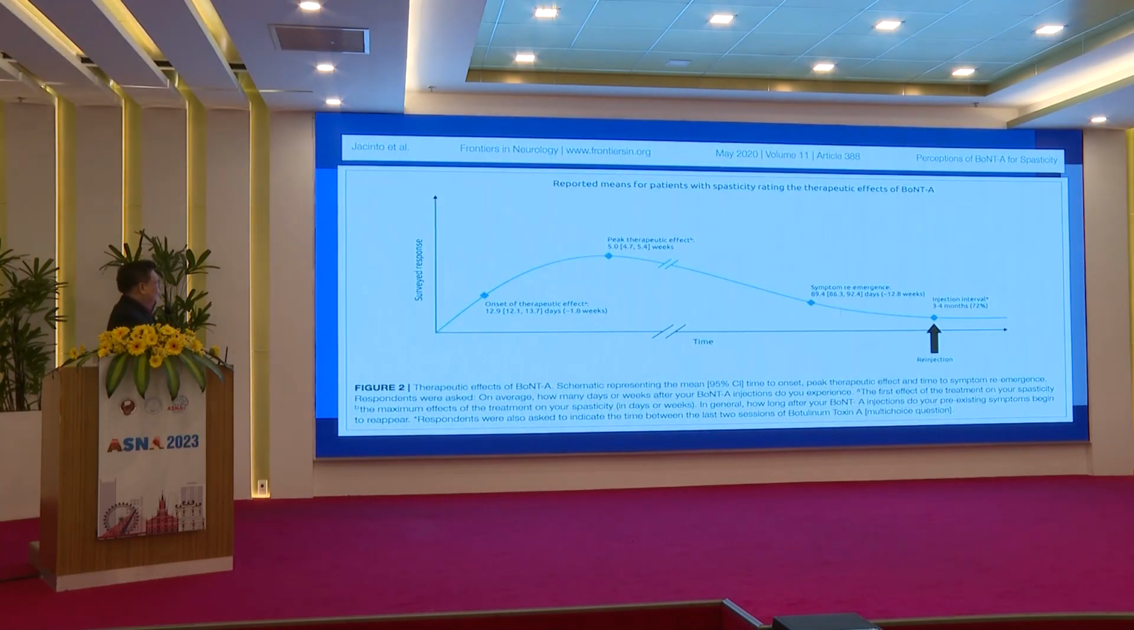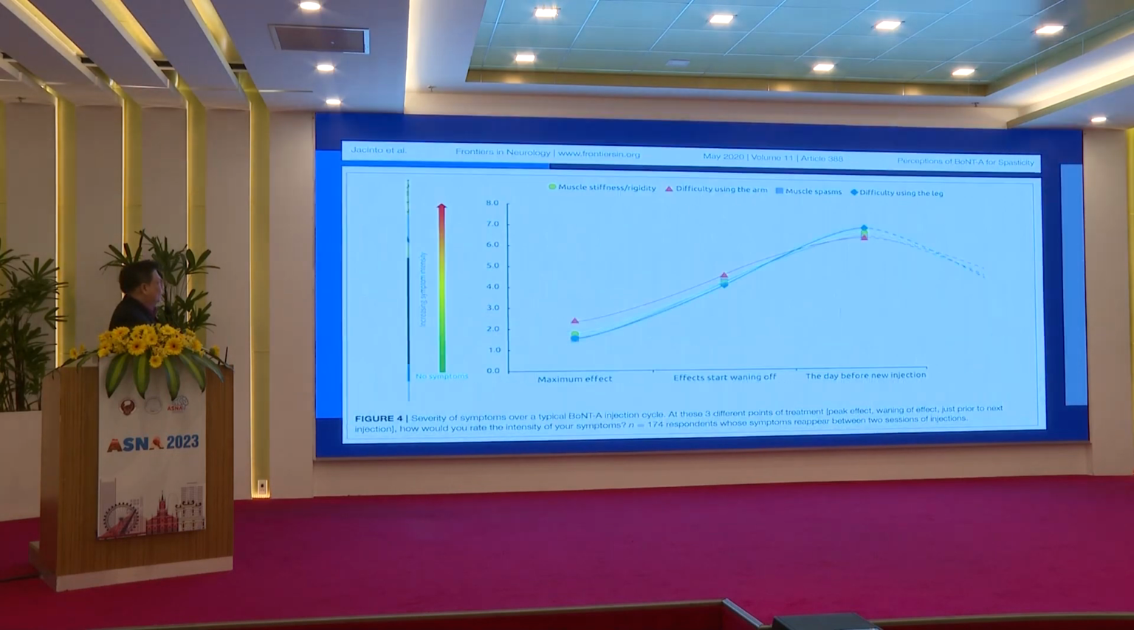Now, nicely, we, of course, know this, that the onset of therapeutic effect will be in the tune of about 12 days or about 2 weeks. It peaks on the 5th week, usually, looking at several studies, and then symptoms re-emerge by 12 weeks, and then you re-inject after 3 to 4 weeks. So this is the usual thing that happens.